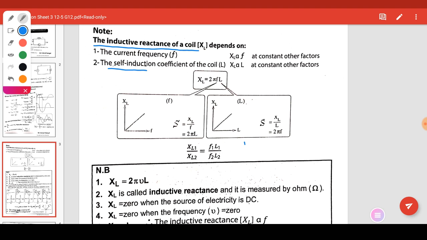When we draw the relation between inductive reactance and frequency, we observe that the slope equals XL over F, which equals 2πL. When we draw the relation between XL and L, we observe that the slope equals XL over L, which equals 2πF. 2πF equals omega, the angular velocity, which is measured by radian per second. The relation can be written in the following form: XL1 over XL2 equals F1L1 over F2L2.